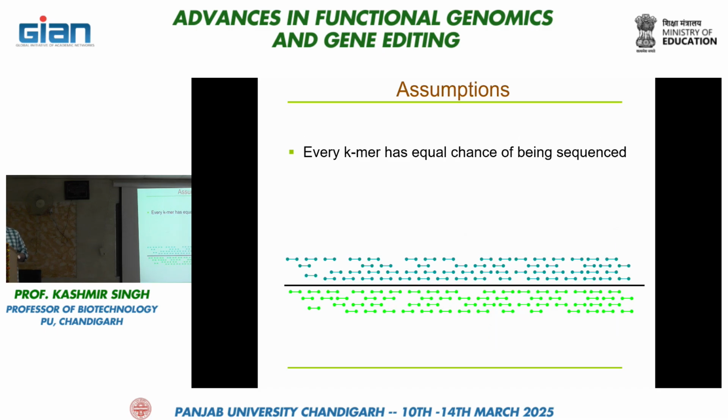Then when you assemble the data, suppose this black line is your reference sequence. If you have a reference genome, and these are your reads sequenced from both ends, pairwise sequencing, then every fragment should have a chance to be sequenced independently, because there is no influence of one fragment on another. So you have every chance that each fragment is sequenced independently.